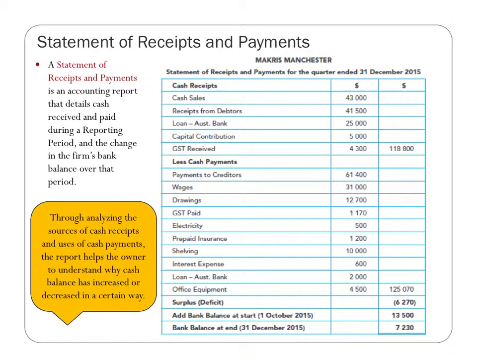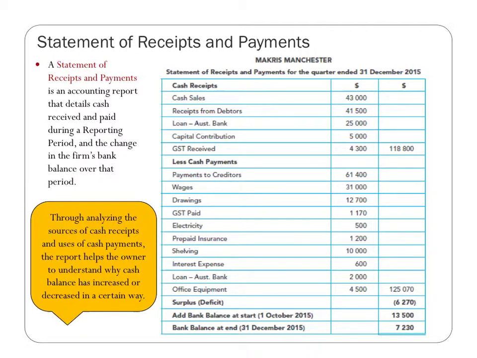Okay, welcome back. Now we're going to talk about what is a statement of receipts and payments. All right, so on the screen you see an example of a statement of receipts and payments. It is essentially an accounting report that details cash received and cash paid during a reporting period, and it shows you the change in the firm's bank balance over that period.